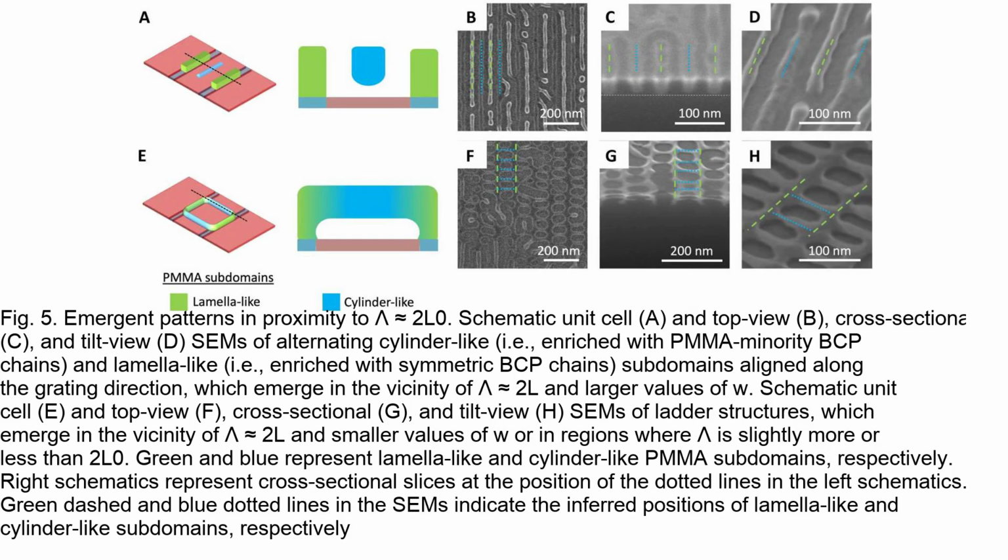This figure illustrates the emergent patterns in proximity to lambda approximately equals 2L0. It shows the schematic unit cell and SEMs of alternating cylinder-like and lamella-like subdomains aligned along the grading direction, which emerge in the vicinity of lambda approximately equals 2L0 and larger values of W. The figure also depicts the schematic unit cell and SEMs of ladder structures, which emerge in the vicinity of lambda approximately equals 2L0 and smaller values of W, or in regions where lambda is slightly more or less than 2L0. The SEMs provide visual evidence for the presence of alternating and ladder morphologies, confirming the proposed models.